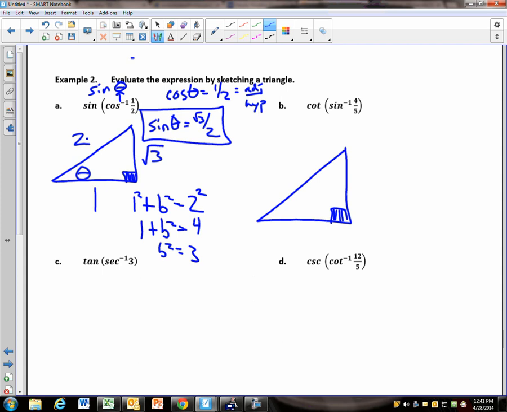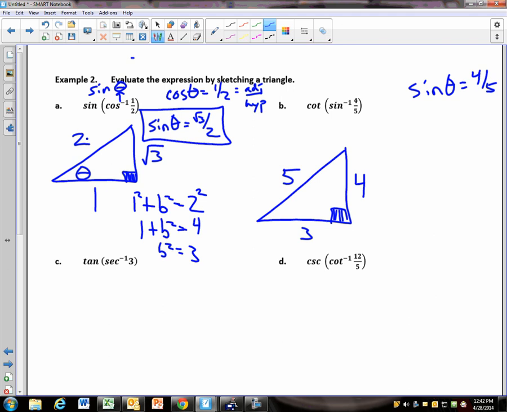This problem's talking about a triangle. I'm just going to put in the pieces. It's asking me what sine inverse of 4/5 is. That means sine of theta is equal to 4/5. So let's just label our triangle. If sine of theta is 4/5, what side do I know? Opposite is 4. Hypotenuse is 5. What could be the other side? 3, because it's a 3, 4, 5 right triangle.